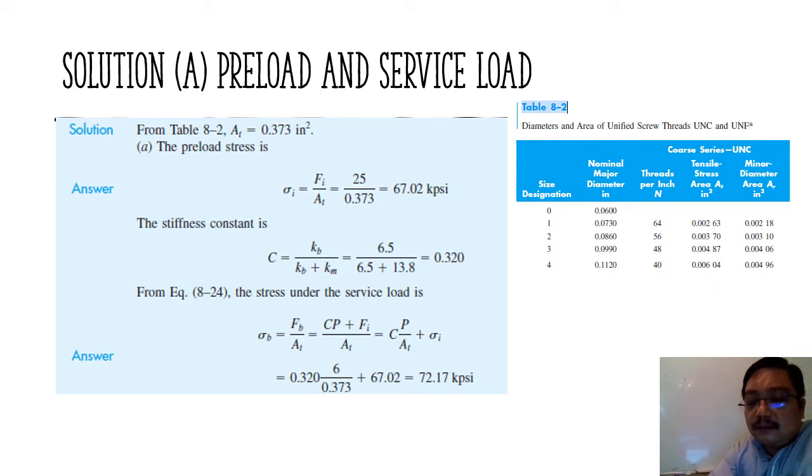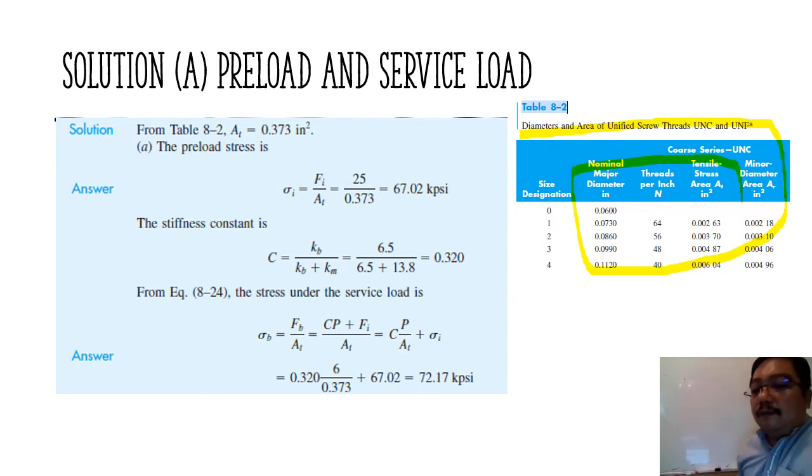The thread area is given, meaning that from the table in the company catalog, they already have the sizes. Worst come to worst, if you do not have the catalog with you, take a micrometer and measure the diameter of that thread to get its area. So you get 67.02 kpsi, kilo psi, is the unit.